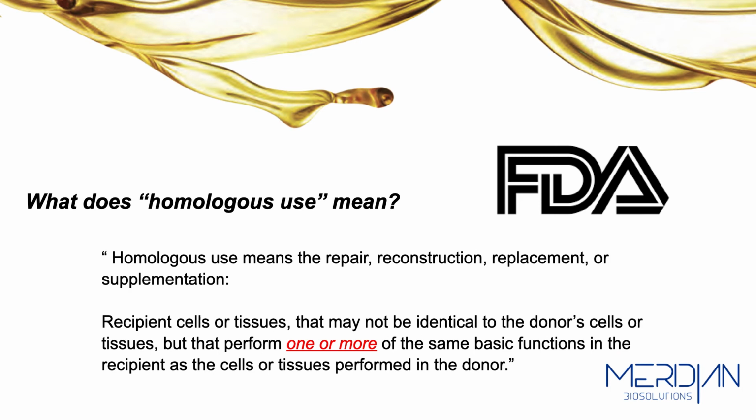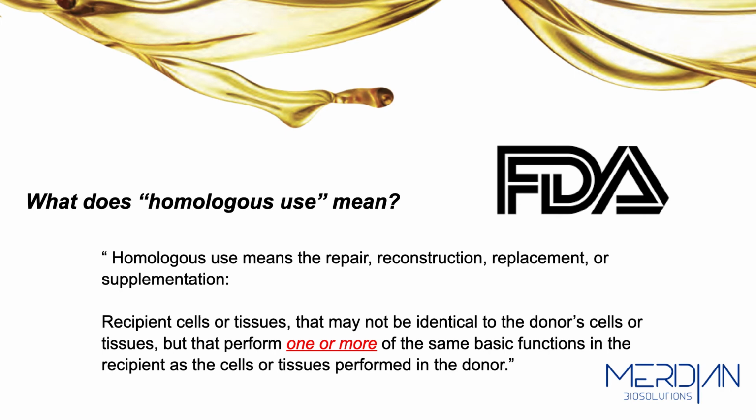It means that the tissues that are transferred to the recipient must perform one or more of the same basic functions in the recipient as they perform in the donor. Okay? So if you take a tissue that performs differently in the recipient than it does in the donor, and it only needs to perform in one way.